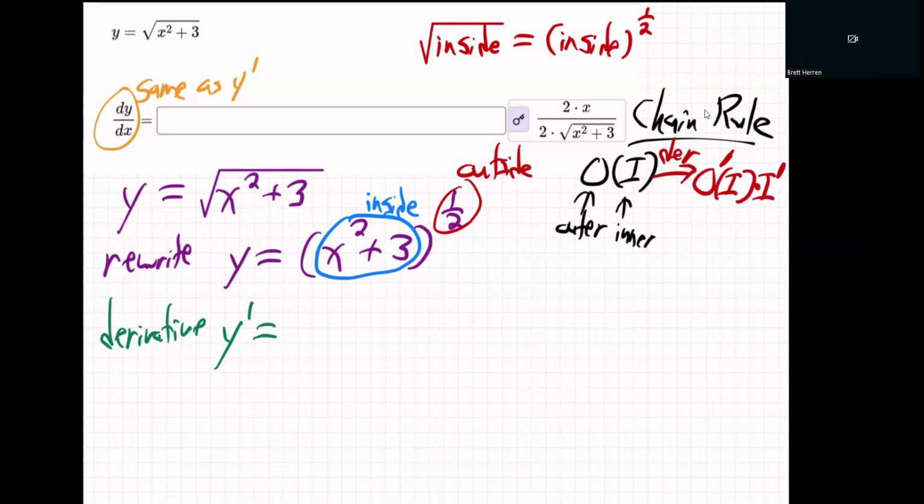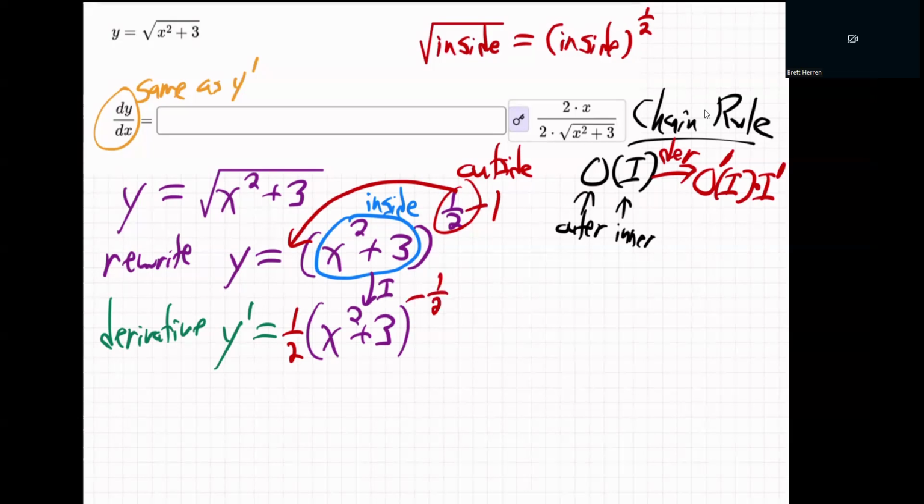So that's what I'm going to do. I'm going to take that half, I'm doing the outside layer right now, bring it down, right? We always bring down numbers. Keep the inside the same for now. That's just the inner layer. And what do you do with the power? You subtract 1 from the power, so that'll become minus a half. So I just did the outer layer, times now the derivative of the inside layer.